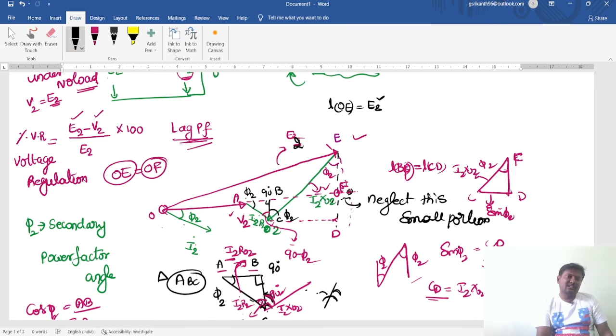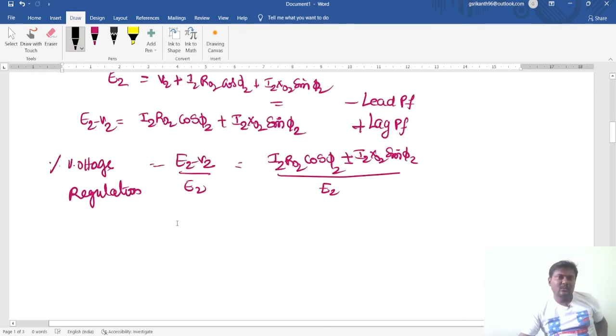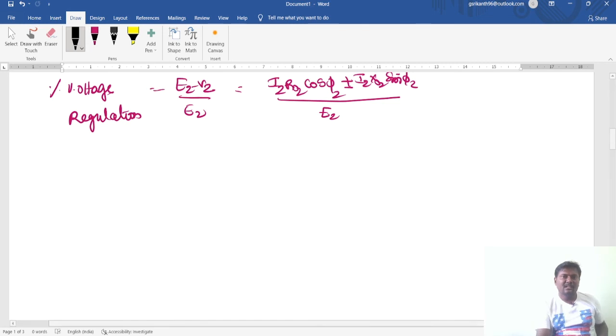After that we know that the angle between the I2 R02 and I2 X02 is exactly 90 degrees. From this 90 you subtract the 90 minus phi 2, then I am getting the phi 2 angle. This angle is also phi 2 using mathematical concepts. Then the length of BF is equal to length of CD. From this one triangle we can get the AB length, and from this ECD triangle we are getting BF length. Then add and subtract, then you will get the voltage regulation formula: I2 R02 cos phi 2 plus or minus I2 X02 sin phi 2 divided by E2.